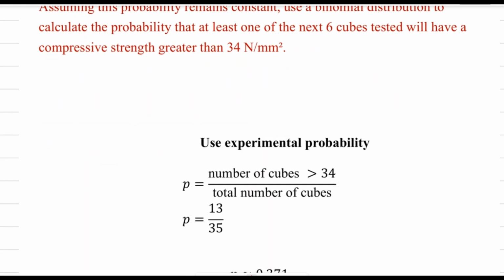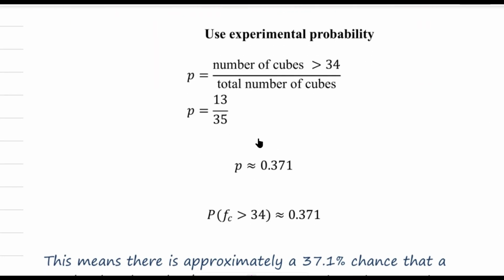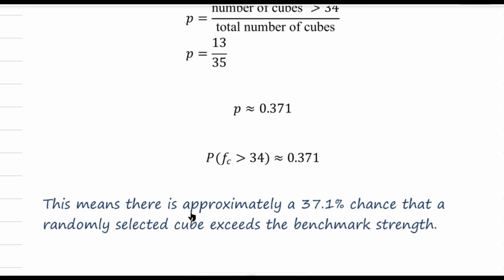So first of all, the question tells you that the number of cubes greater than 34, which is the success here, is 13, and dividing by the total number of cubes, which is 35, will give you the probability. So you can get the probability, which would be 0.371. And what does it mean if we translate this? This means there is approximately a 37.1% chance that a randomly selected cube exceeds the benchmark strength, which was 34 megapascal.